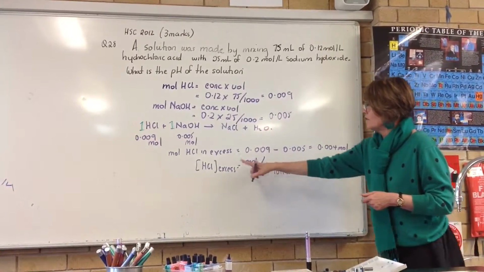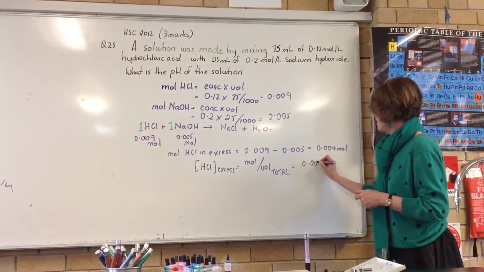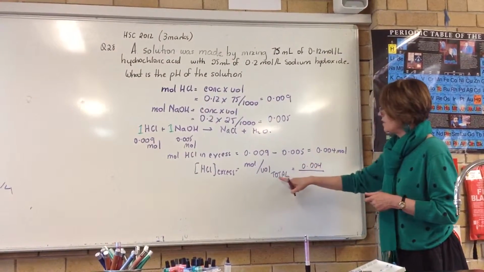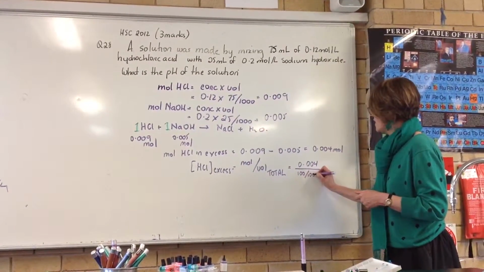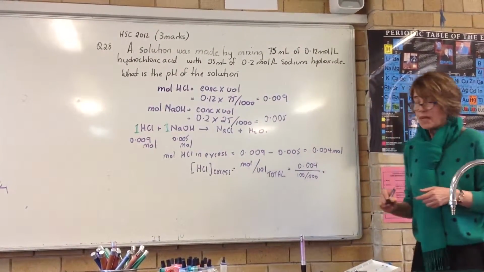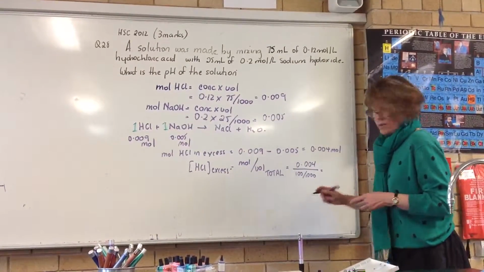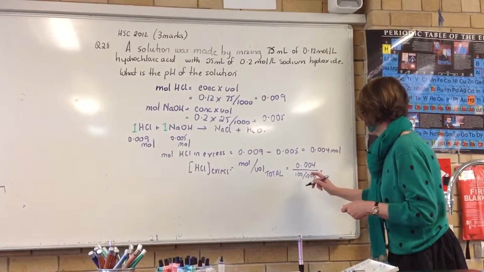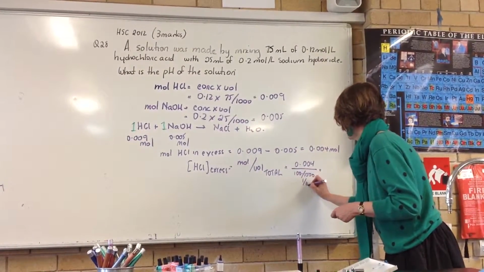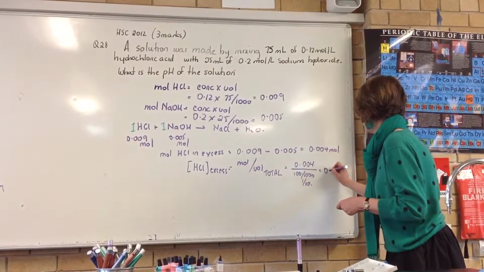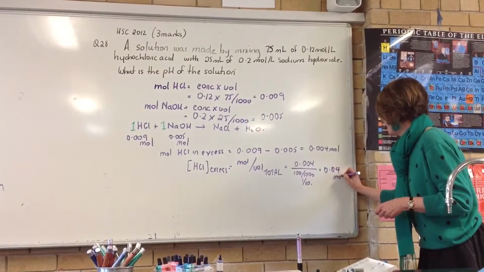So the excess concentration of HCl will be the number of moles that we had in excess, divided by the total volume. So it's 100, but again adjusting it to be in litres. So that means that's 1/10, so it's times by 10, 0.04 moles per litre.